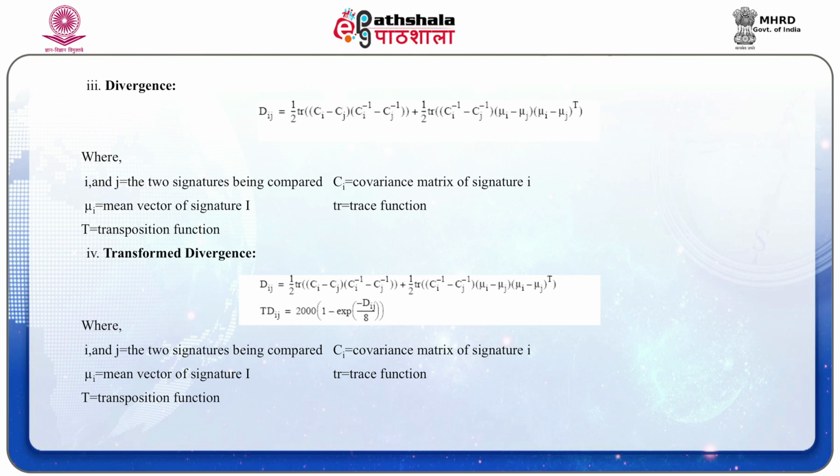Now divergence. Divergence is calculated by the equation as shown, where i and j are the two signatures being compared, Ci is the covariance matrix, mu i is the mean vector of signature i, Tr is a trace function, and T is a transposition function.